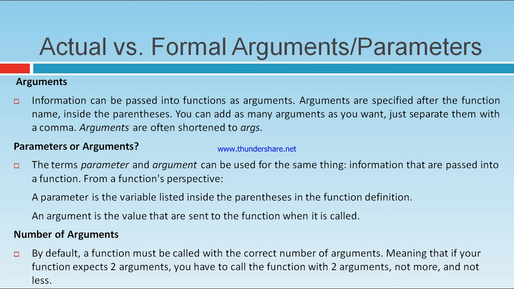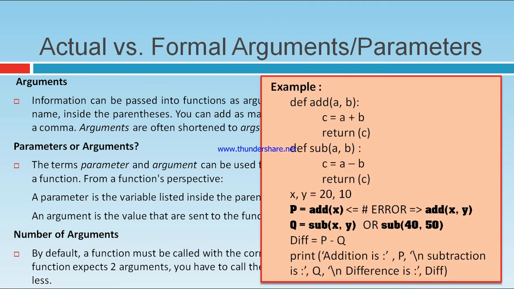Just check it with an example. See the example. def add a comma b. Here, it is the function header. The function header or function declarator holds the variable a comma b. So a comma b, these are known as parameters of the function, or we can say formal arguments or formal parameters of the function. A comma b are the temporary variables of the function and it is called formal argument, formal parameter. def sub a comma b, the another function.